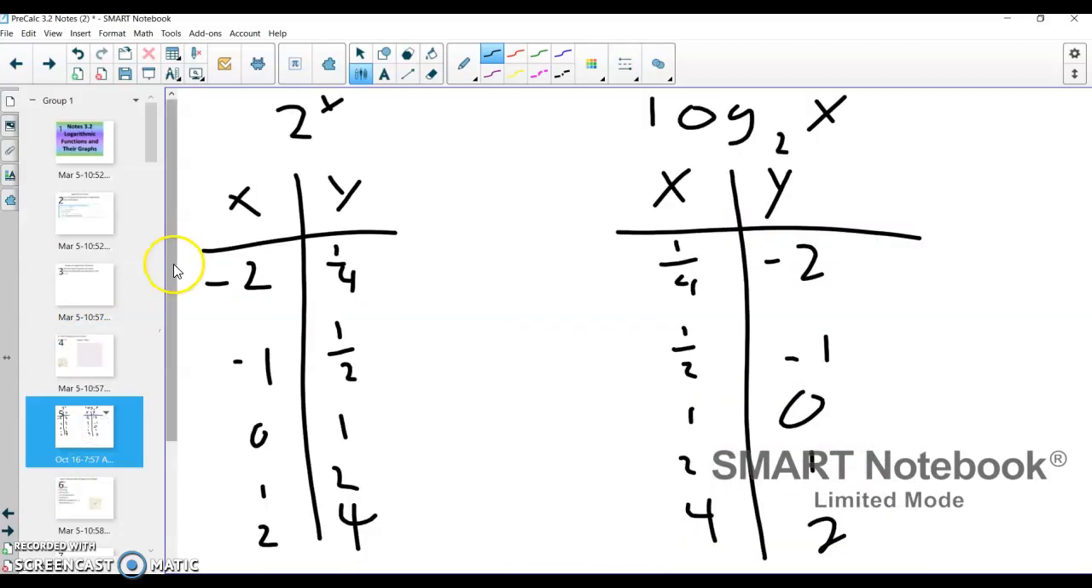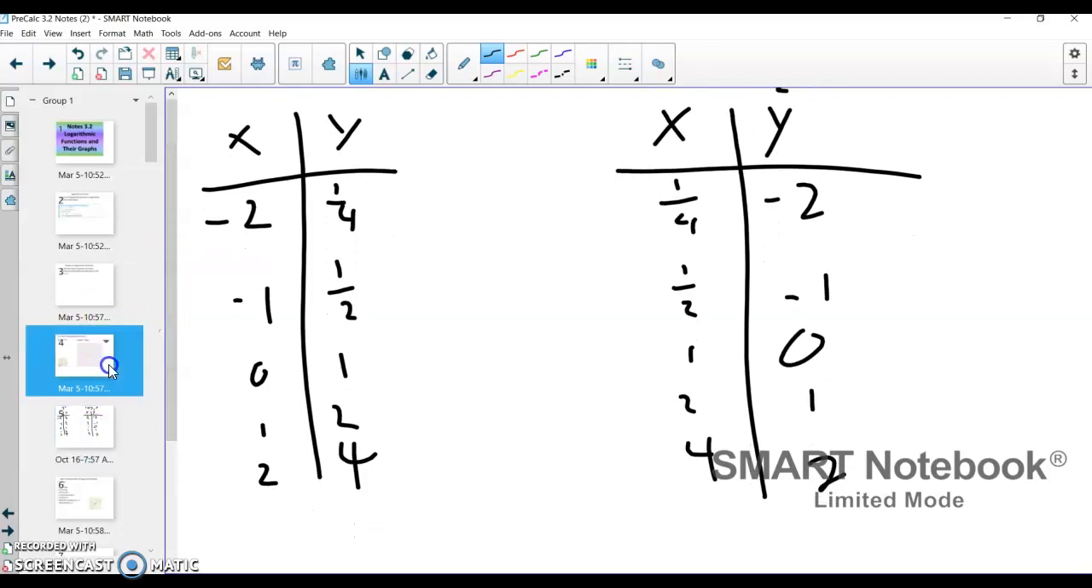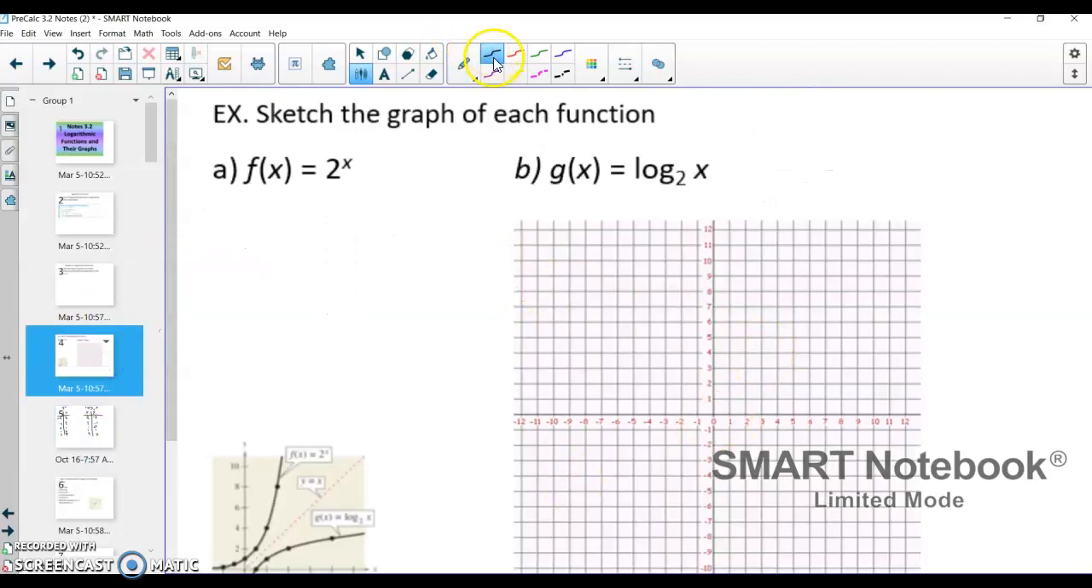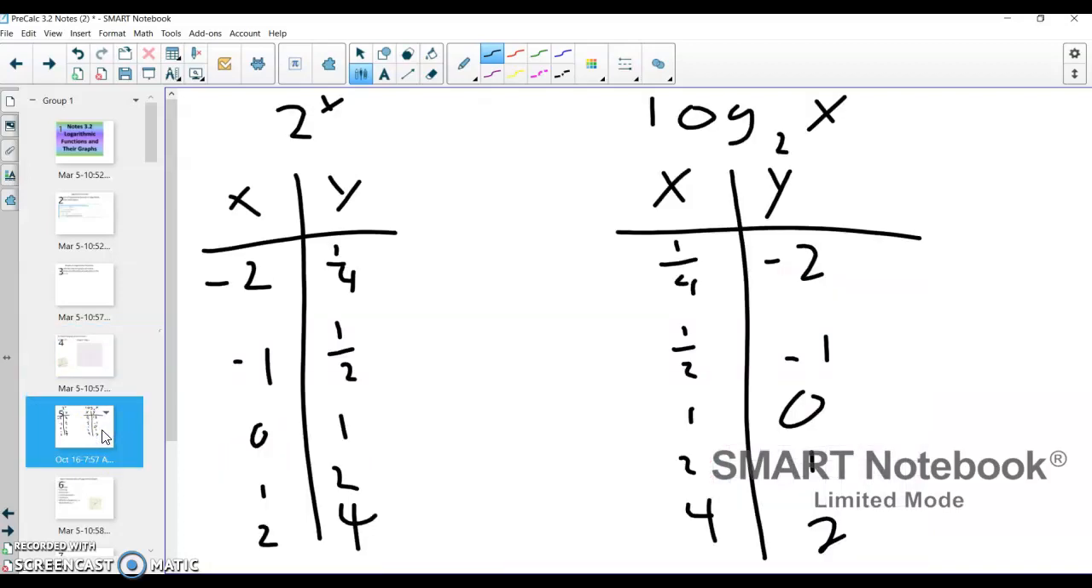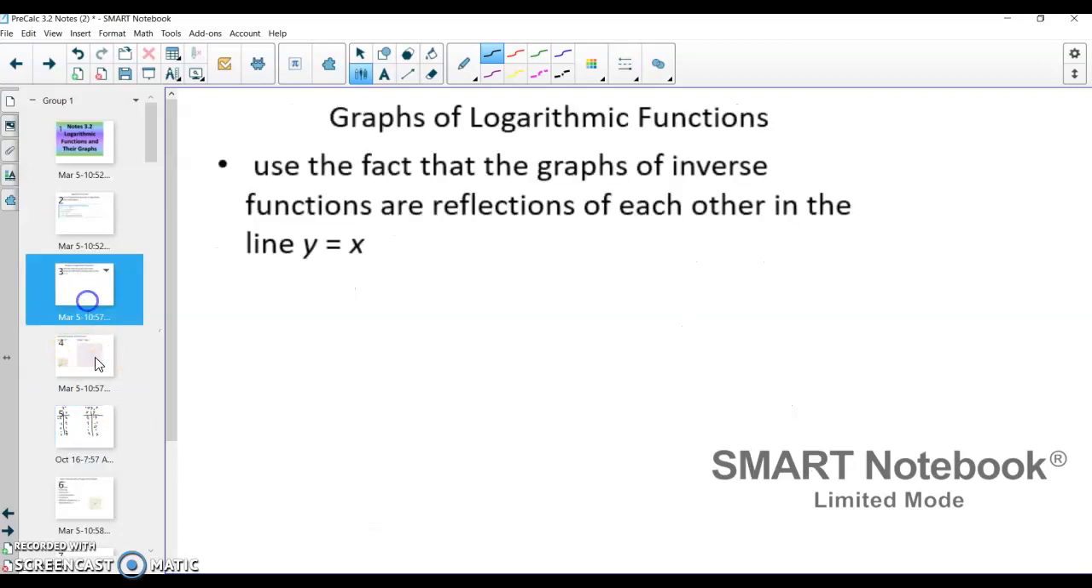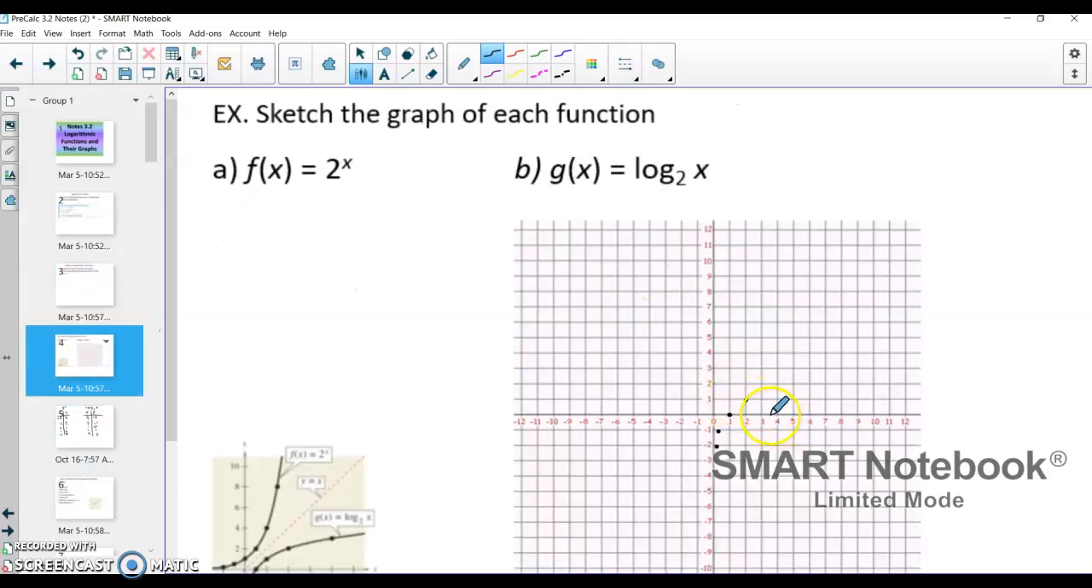And with these ones with like 1/4, you just do your best to plot it correctly. So we go over 1/4 down 2. So you start down here, and we get a function that looks something like this. It should be 2, 1, and then 4, 2. Something here, and then you have your logarithmic function being formed.